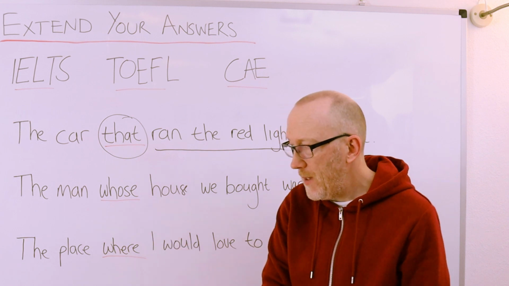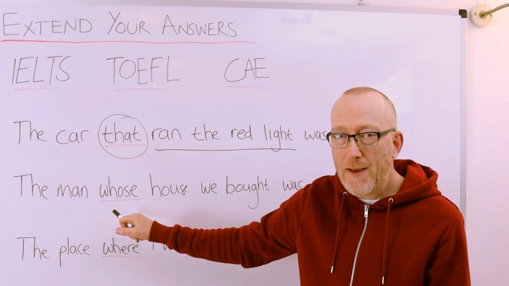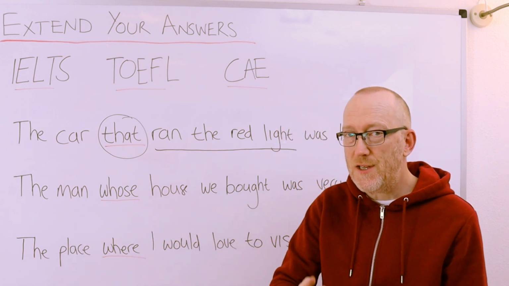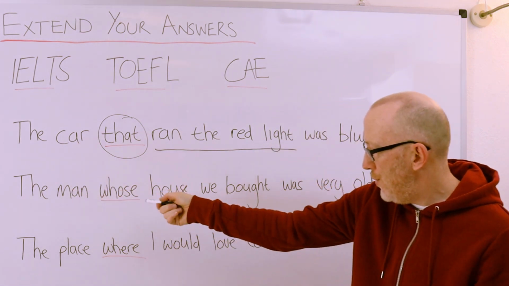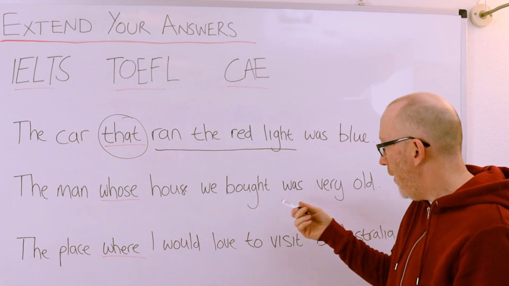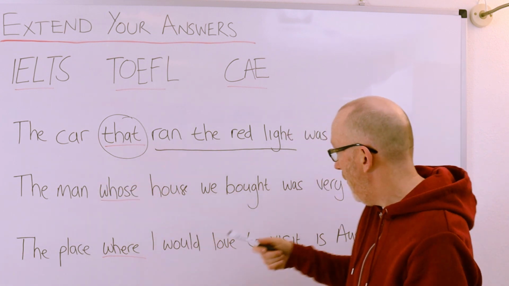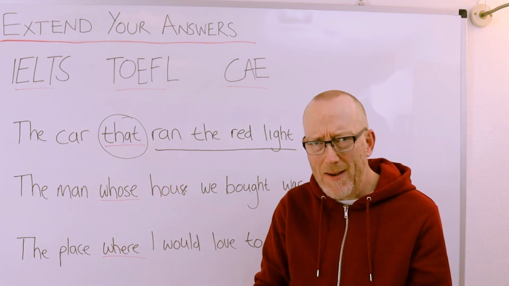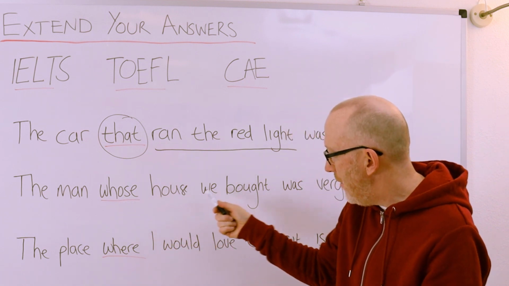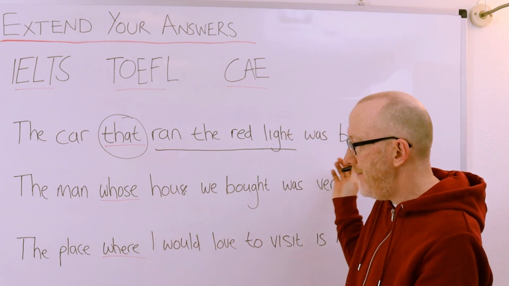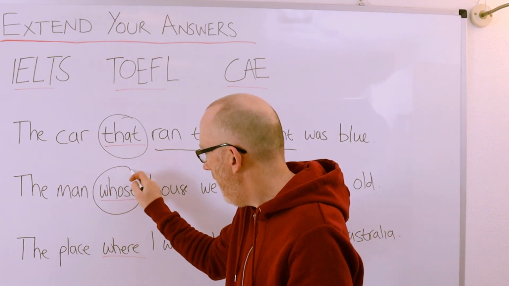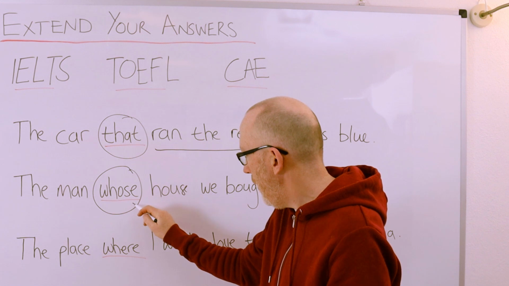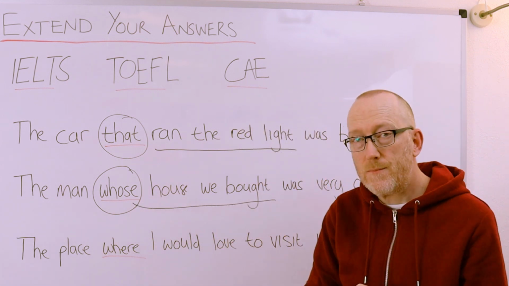Okay, whose. Whose is a relative pronoun that we use to describe possession. In this case, the man whose house we bought was very old. So the man was very old. Well, which man was very old? Well, the man whose house we bought. He was very old. So whose is describing the man whose house we bought.